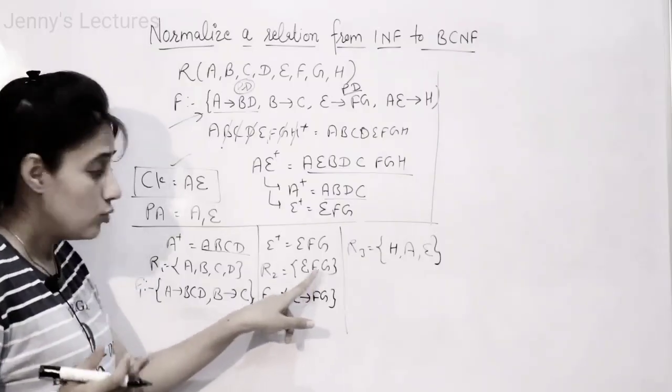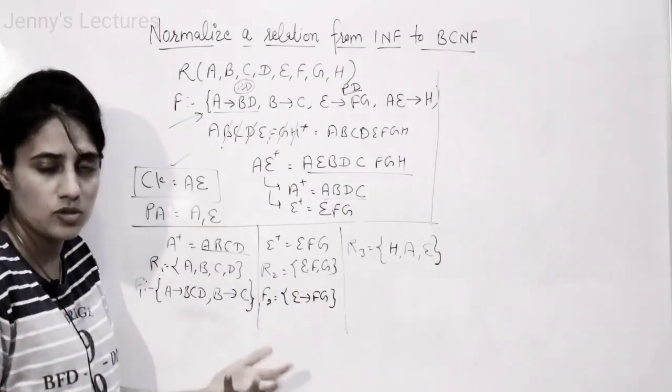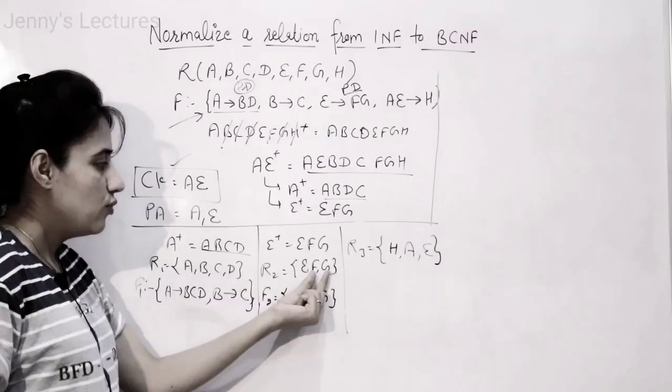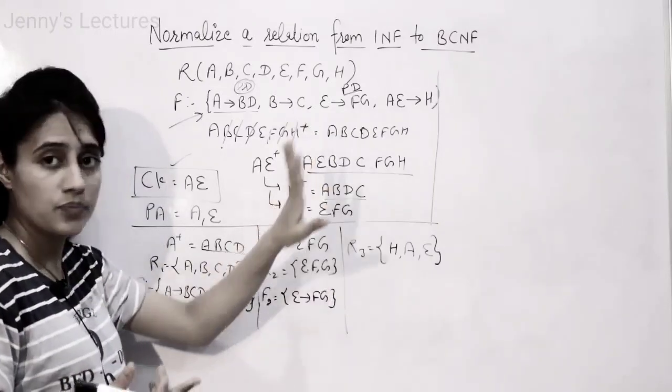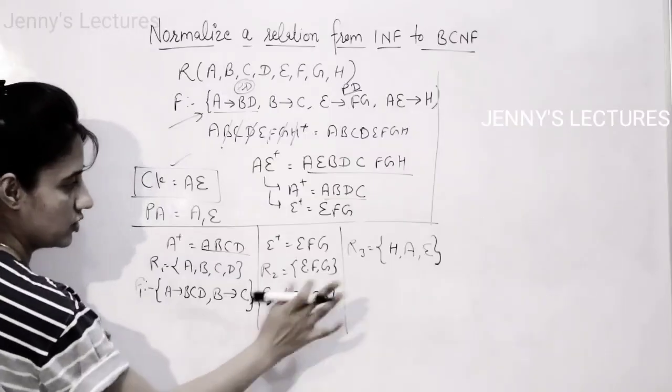E can derive all the attributes, so no need to check the EF closure and EG closure, because obviously that would be a duplicate. And if you find FG, that also would be trivial, only FG you can derive using FG. FG closure would be FG only, so no need to take it. There is only one functional dependency here.